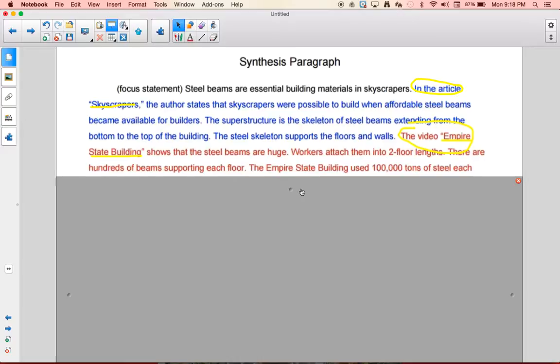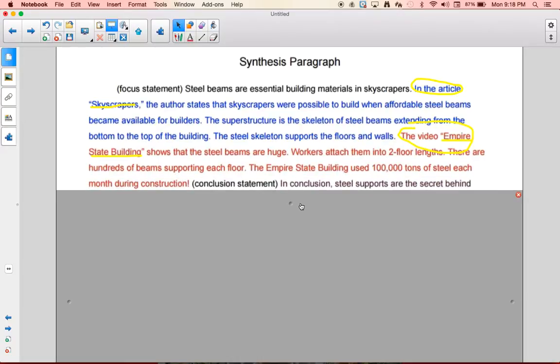The Empire State Building used 100,000 tons of steel each month during construction. So again, proving that steel beams were essential in constructing the Empire State Building.